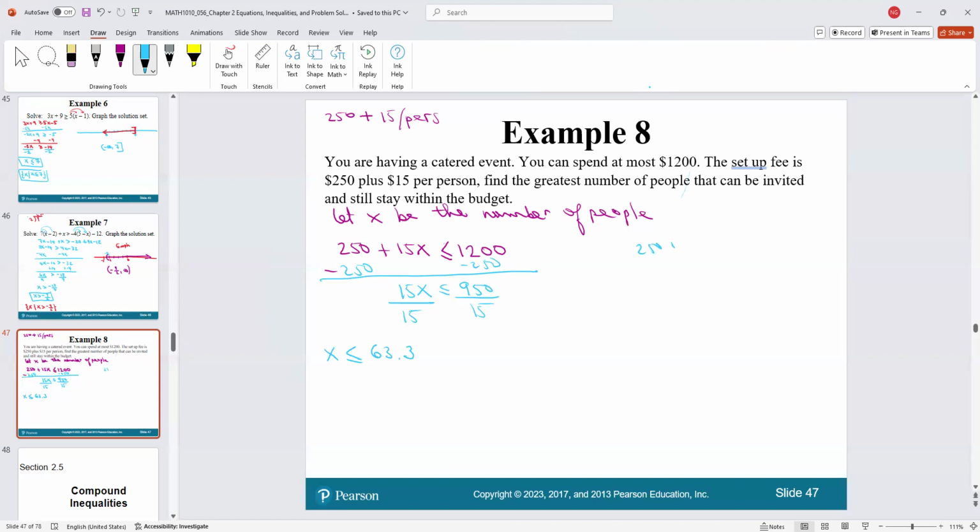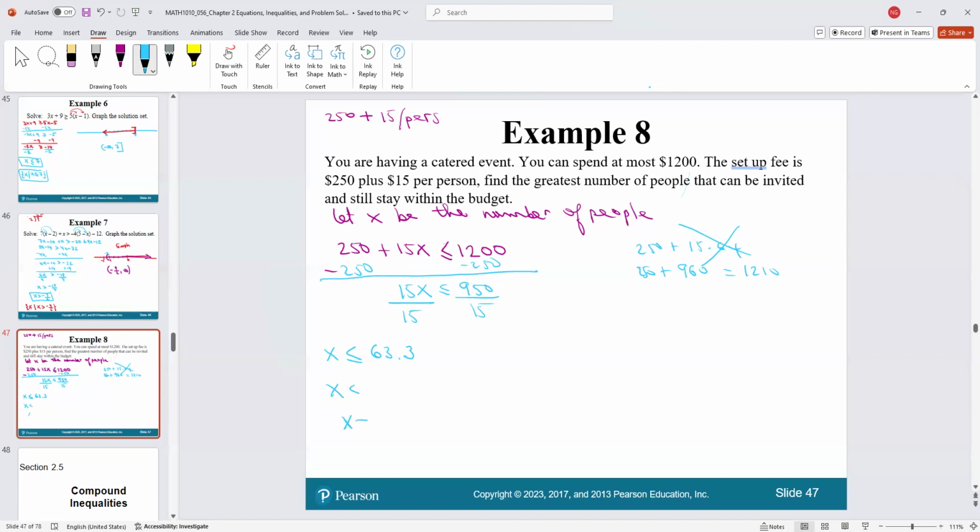If we do 250 plus 15 times 64, let me grab my calculator. 15 times 64 gives you 960, plus 250 gives you 1,210, but your budget is 1,200. So you cannot do 64. It must be 63.